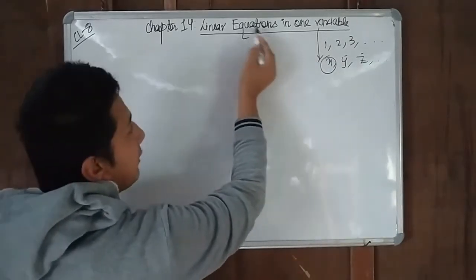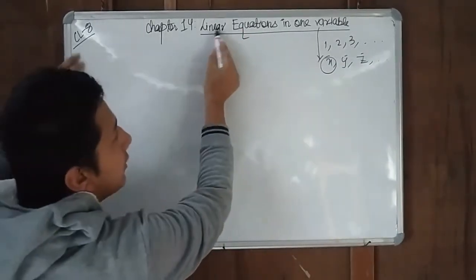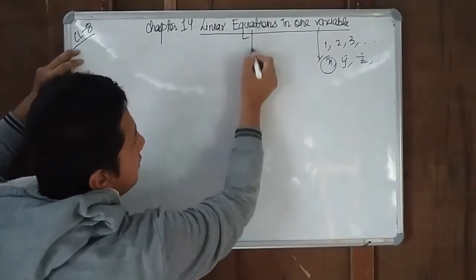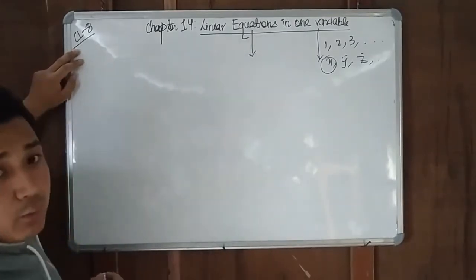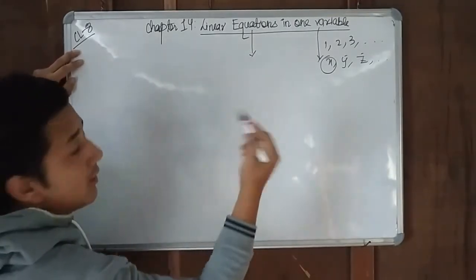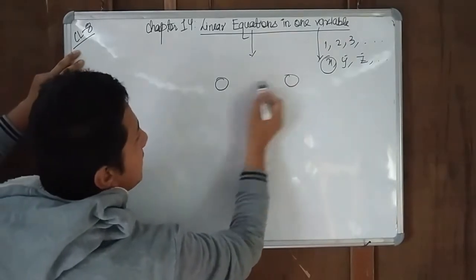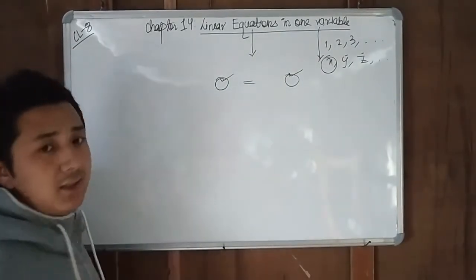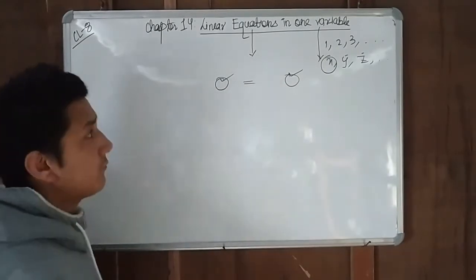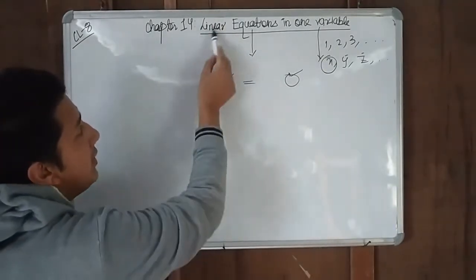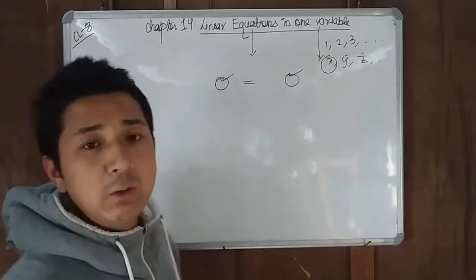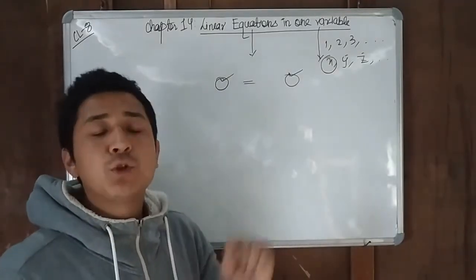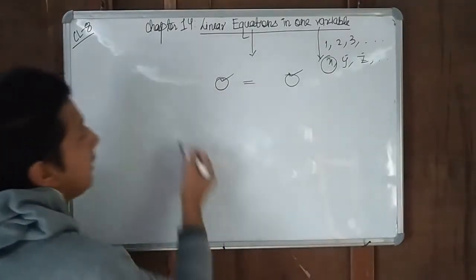Now linear equations. Before coming to linear equations, I'll just come to equations. What do you mean by equations? Equations means two algebraic statements, and in between there will be an equals to sign. Now what do you mean by linear equations? Linear equations means those equations whose power is always 1. Please make a note of this.